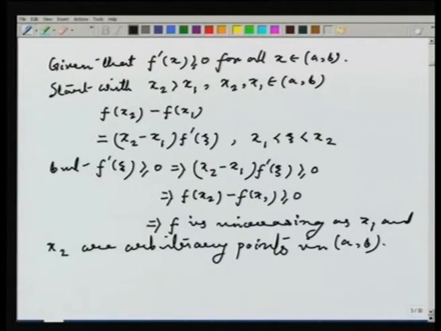See, just for 2 points x 1 and x 2, if I check this inequality, that does not suffice that the function is increasing. So, all you have to do is choose arbitrarily 2 points which I called x 1 and x 2, and then you try to prove that f x 2 minus f x 1 is bigger than or equal to 0, which I could do. That means f is increasing.